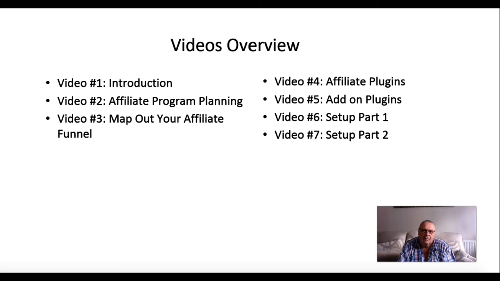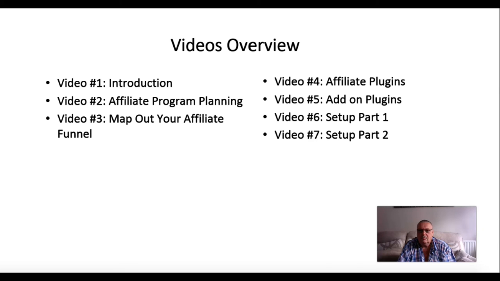Video number 2 will talk about the planning process: planning how and what you want to see in your affiliate program. And then, of course, in video number 3, we are going to take that brainstorm planning and map it out so that you can clearly see the structure, step 1, step 2, and so forth. Video number 4 will take that map and we're going to talk about the different affiliate plugins that are available to you and how you can utilize that map to maybe fulfill the vision that you see in video number 3.